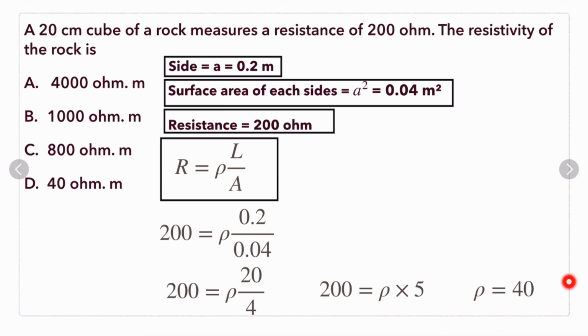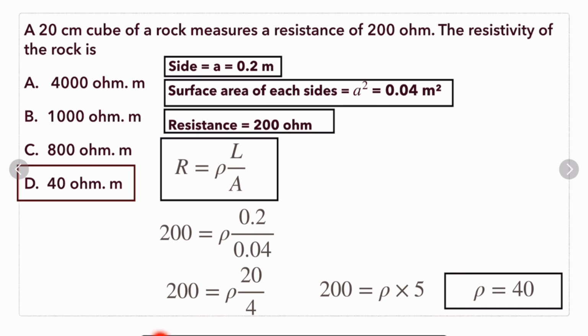The unit of resistivity will be ohm meter, and the unit of resistance will be ohm. Sometimes the question may ask the unit of resistivity and resistance. So the unit of resistivity is ohm meter and the unit of resistance is ohm. Your answer will be 40 ohm meter. So option D, that is 40 ohm meter, will be the correct answer.